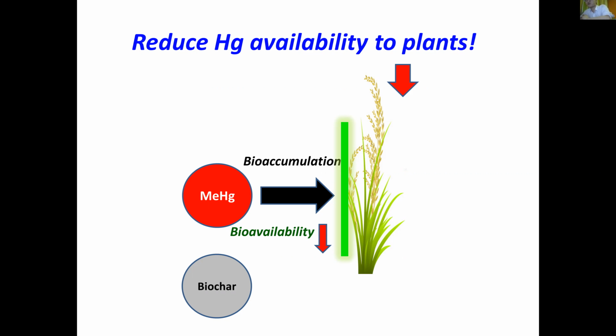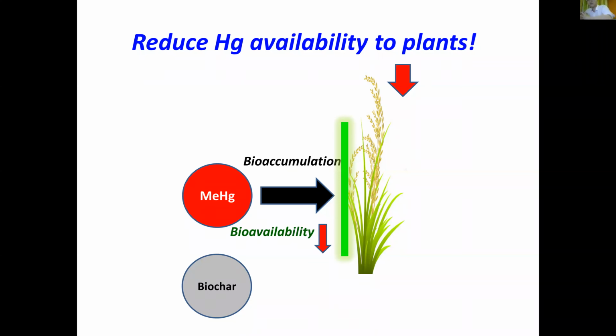So if you search Web of Science for the keywords including biochar and mercury, actually there are only about 20 or 30 papers you can find. And many of them just use biochar to absorb gaseous mercury in the air instead of mercury in the soils or sediments.